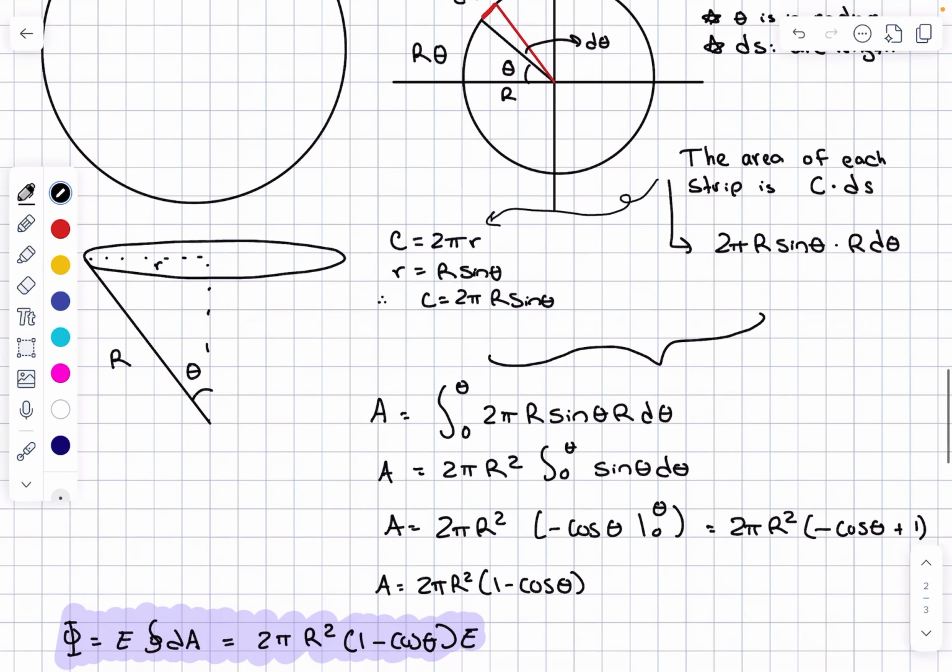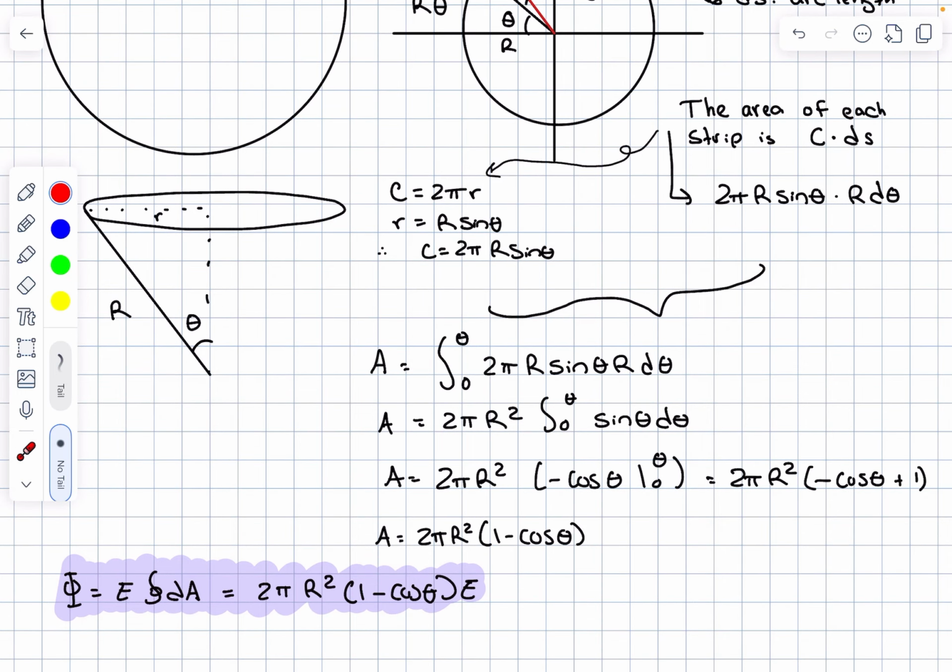Then our integral goes from theta equal to 0 to theta equal to theta. We take out all of the constants, so we have 2 pi R squared here, integral of sine of theta d theta from 0 to theta. All we do here is take the integral of sine of theta, which is negative cosine of theta. We evaluate it from 0 to theta, and we get 2 pi R squared times negative cos theta plus 1. So then A is equal to this here. Now that was just figuring out what the surface area is.